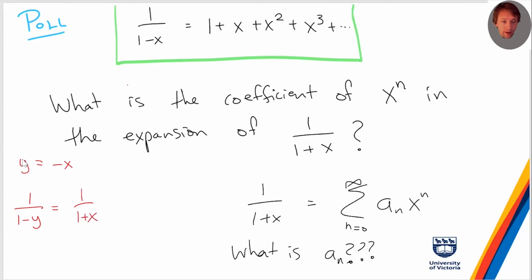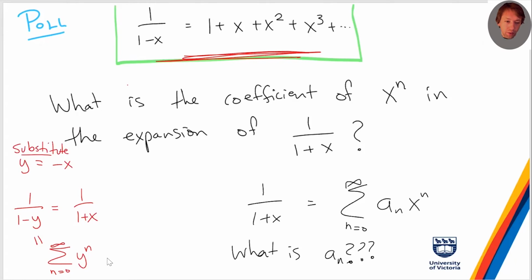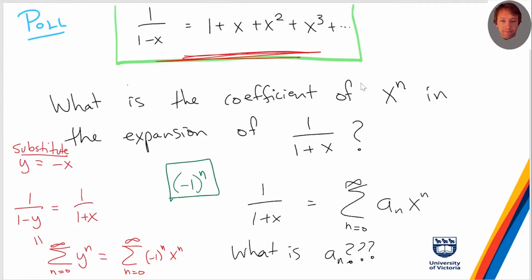Because x is equal to -y. But also, it's equal to the sum n equals 0 to infinity of y to the n, by the thing up here, just applying that to y instead of x. So this is just a simple substitution. And of course, this is equal to the sum n equals 0 to infinity of negative x to the n. So I can put the negative x back in, and I get (-1) to the n, x to the n. So the answer, as some of you got, is (-1) to the n.